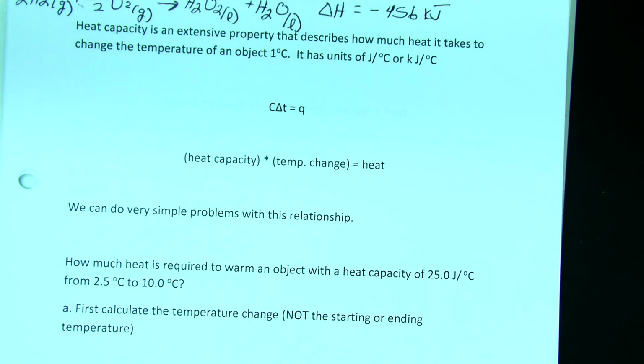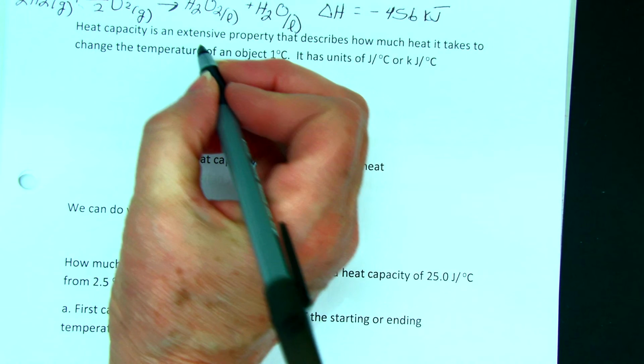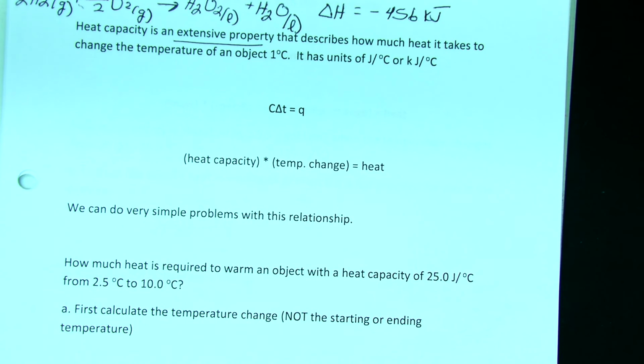So when we are talking about heat, we talk about heat capacity and specific heat. Heat capacity is an extensive property. Do you remember what that means from chapter 1 definitions? The opposite of being extensive is intensive. Anybody? Extensive means that the property depends on the size of the sample. So heat capacity depends on the size of the sample.